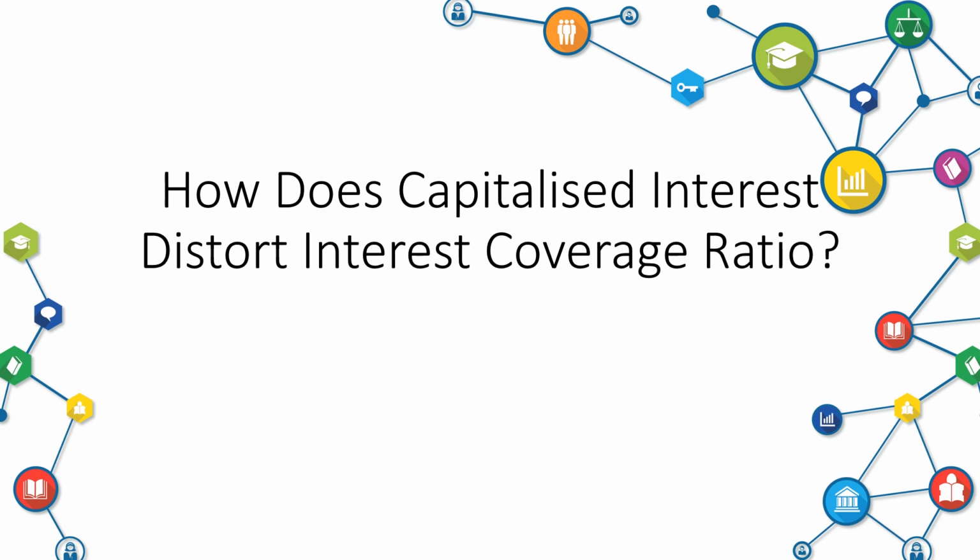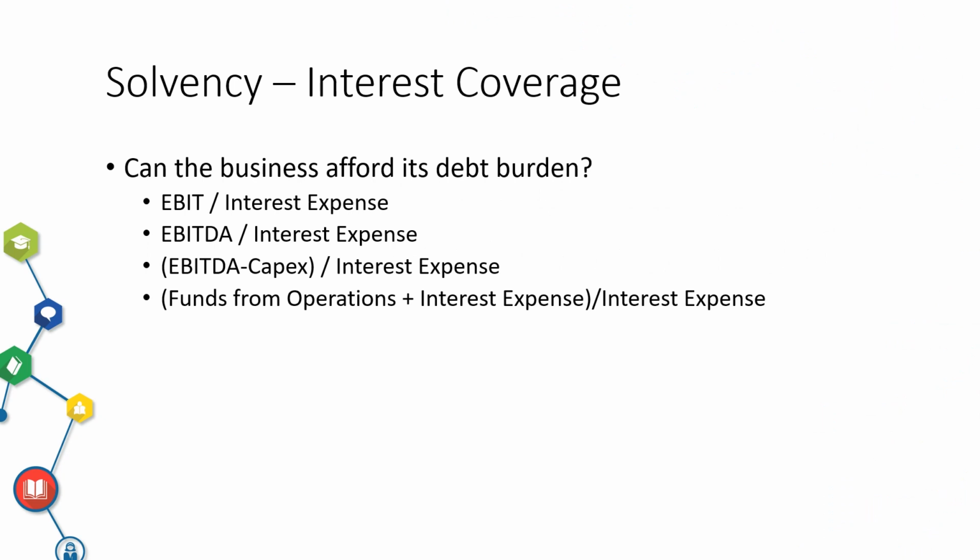I hope after watching this video, you understand the importance of reading footnotes, not just focusing on the three financial statements. One of the key areas in analyzing business risk is assessing whether a business can afford its debt burden. We use the interest coverage ratio to measure how easily a company can pay the interest expenses on outstanding debt.